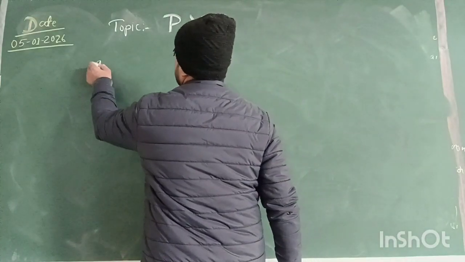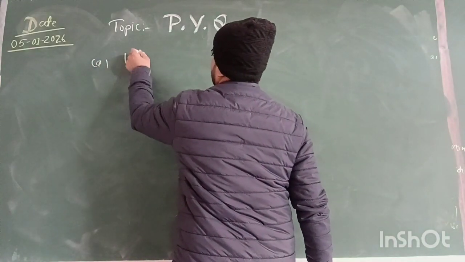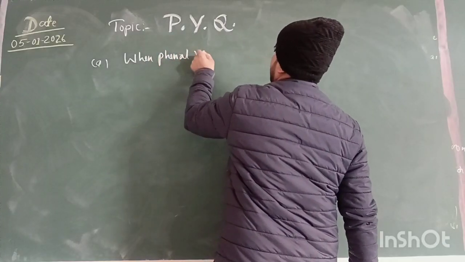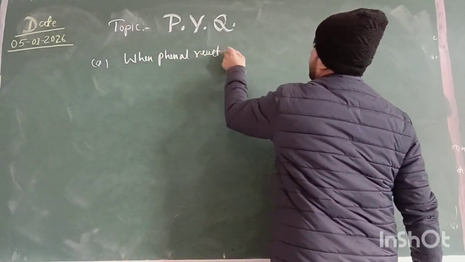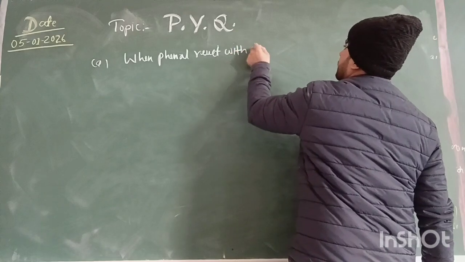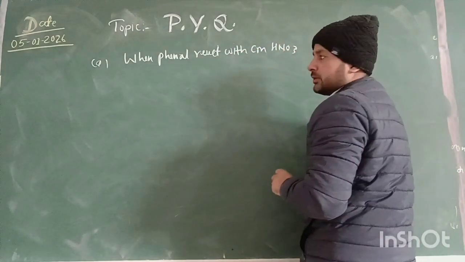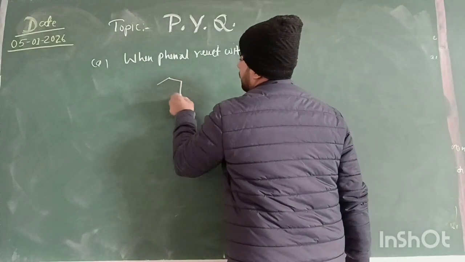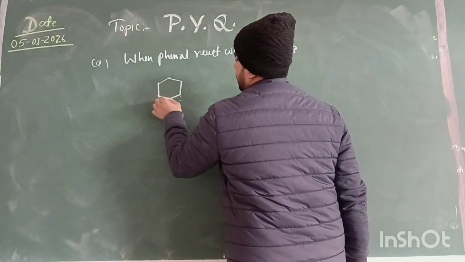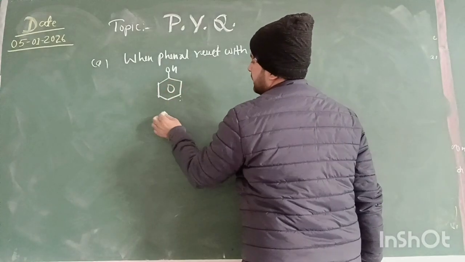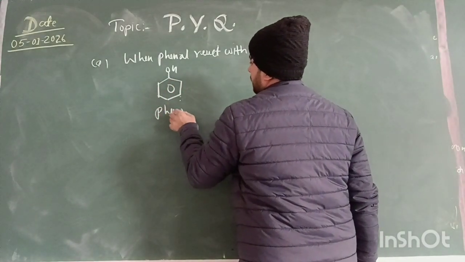First question is, when phenol reacts with concentrated HNO3. It is nitric acid. So I think you all know what phenol is. Phenol is this. When we put an OH group on the benzene ring, it is called phenol.